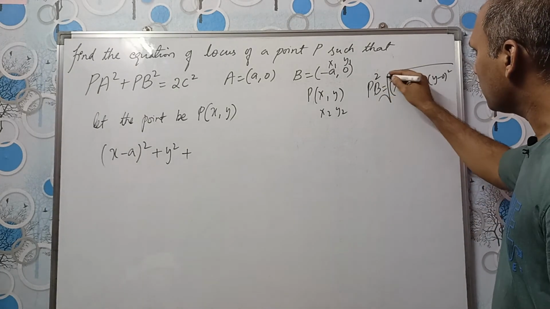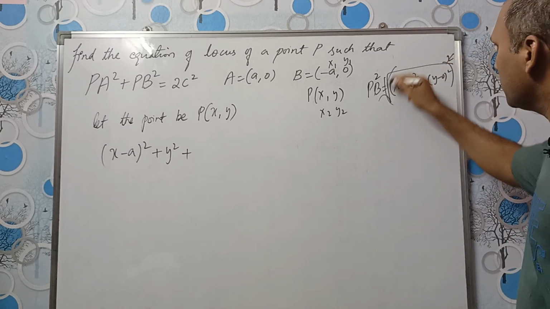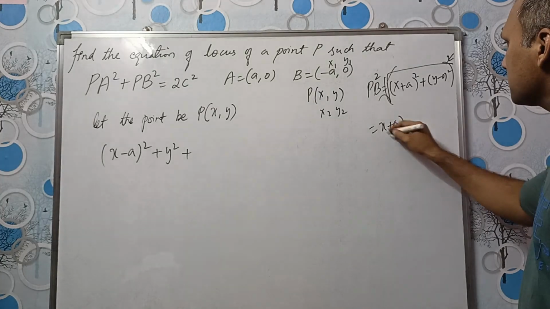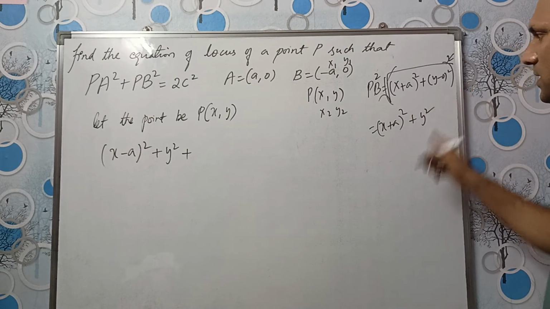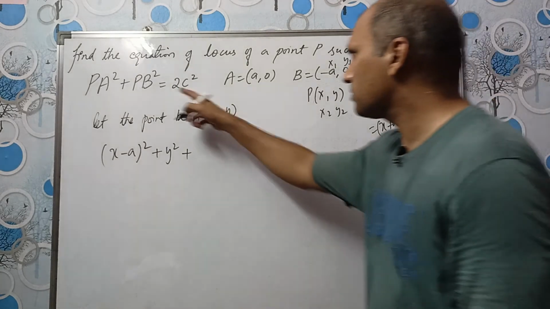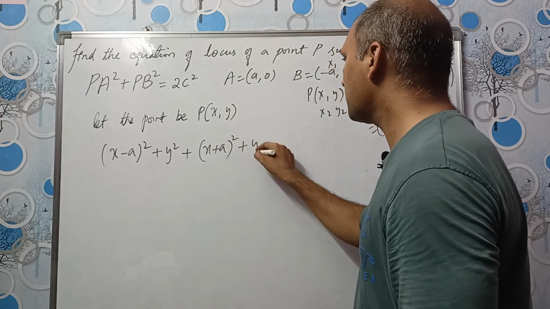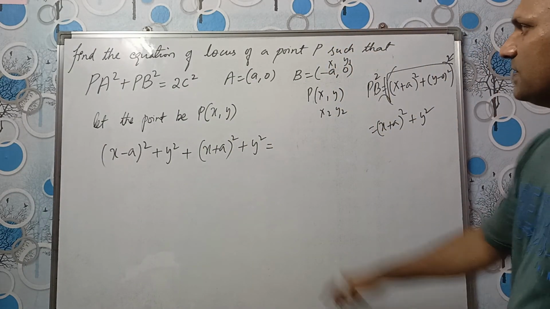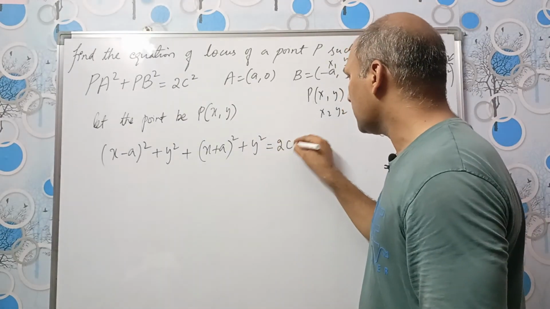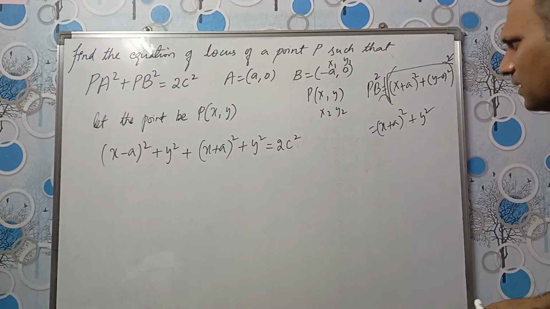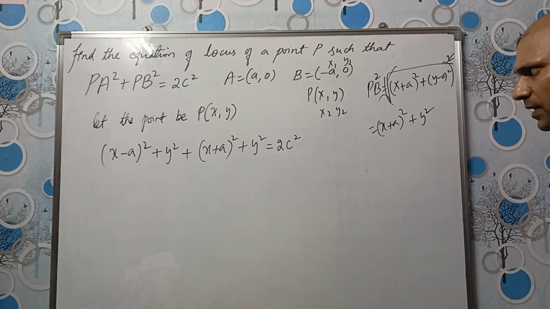Okay, PB square will be the square of this. Square and root will get cancelled. We'll have x plus a whole square plus y square, since y minus 0 is y. So this PB square will be equal to x plus a whole square plus y square. Their sum is equal to 2 times c square, as given. c is some number.